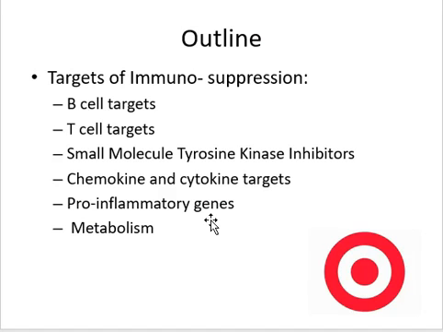Okay, so to outline, what I've done is I stole the target emblem, and so our targets of immunosuppression are going to be these introductory slides, so you can follow along. So what I've divided it into is based on cell type, and I think that's probably the easiest. Drugs that target B cells, drugs that target T cells, drugs that are small molecule tyrosine kinase inhibitors, so they target a specific receptor on a whole host of host cells, chemokine and cytokine targets, okay, pro-inflammatory gene targets, and then drugs that alter metabolism. Okay.